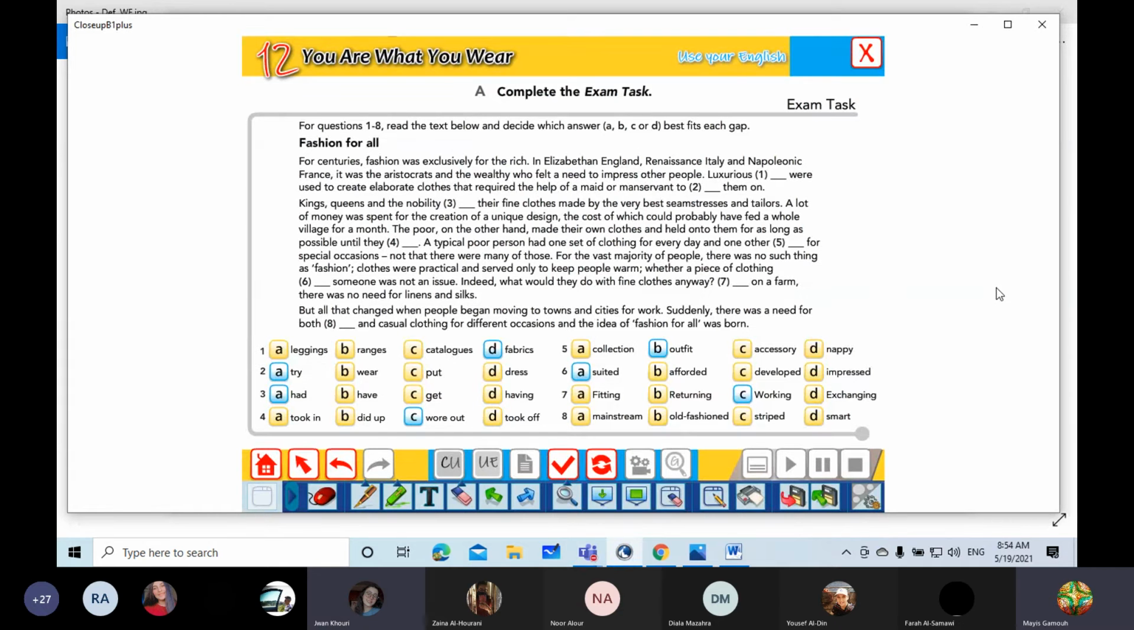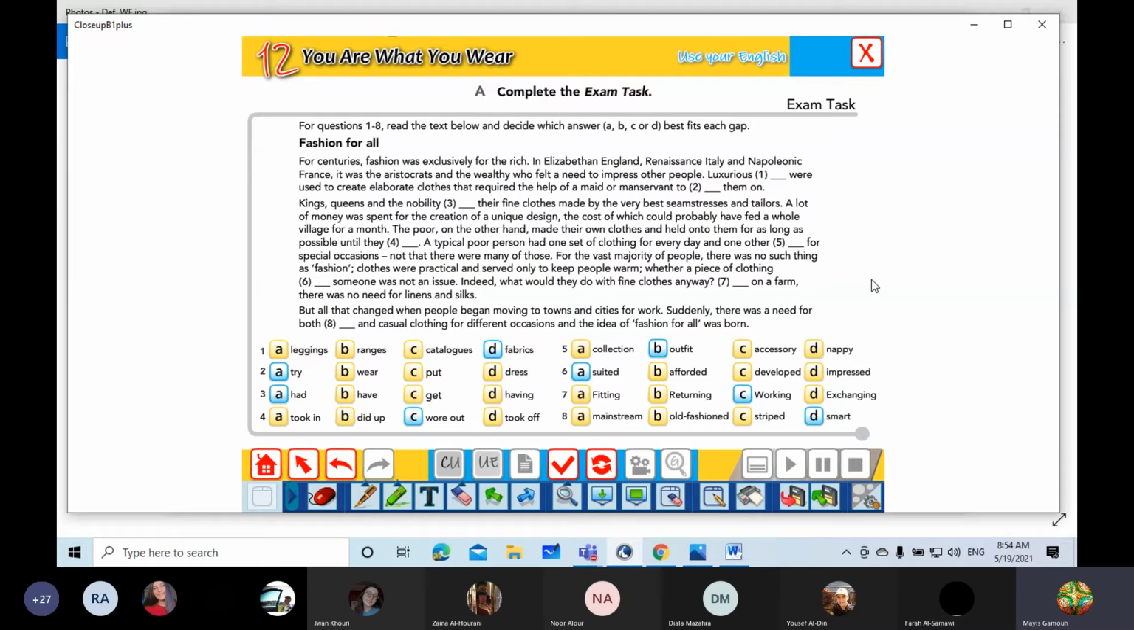But all that changed when people began moving to towns and cities for work. Suddenly, there was a need for both smart and casual clothing for different occasions, and the idea of fashion for all was born. So the last one is which letter? It's the smart, elegant. Thank you, dears. Do you guys have any question regarding it? No, teacher. No, thank you.